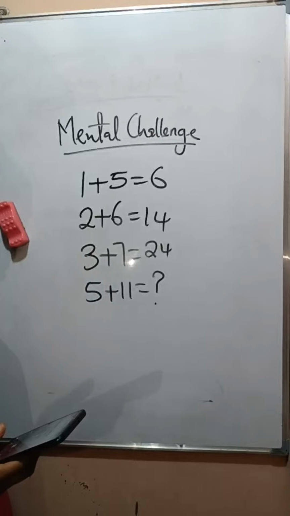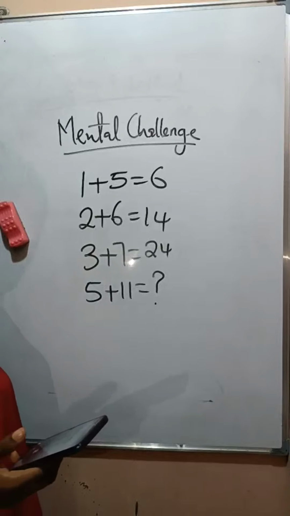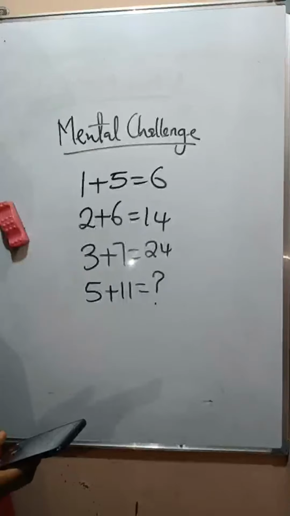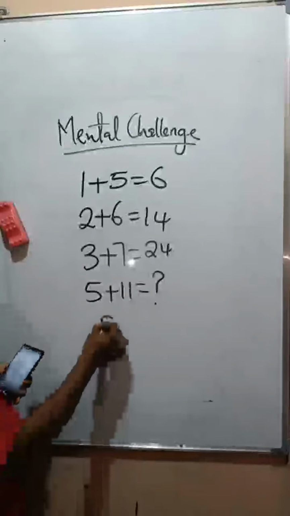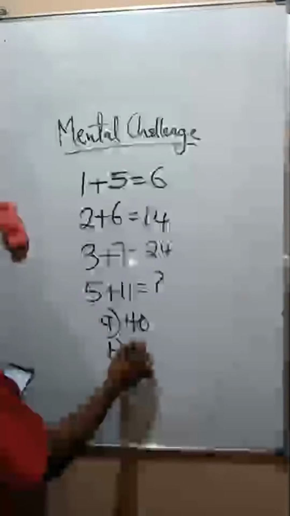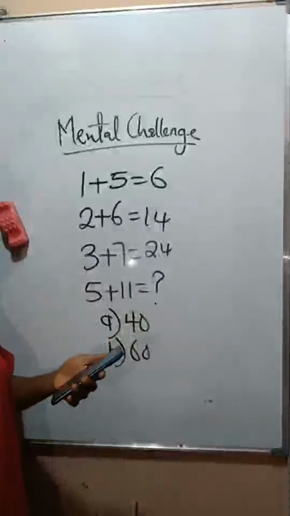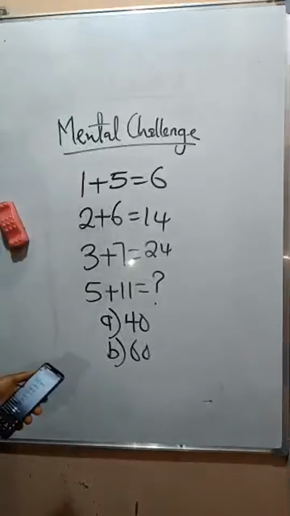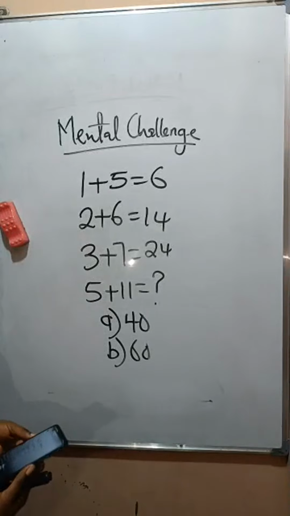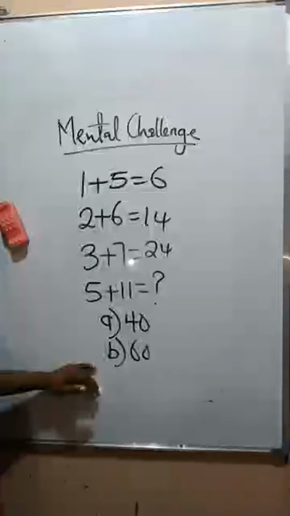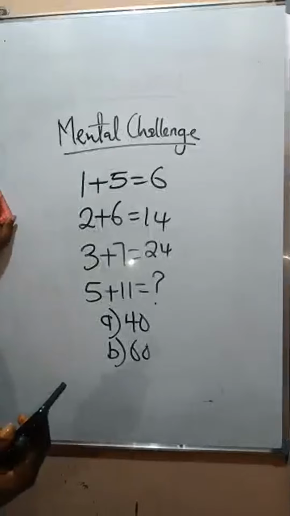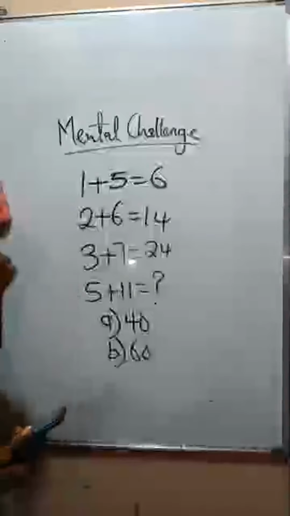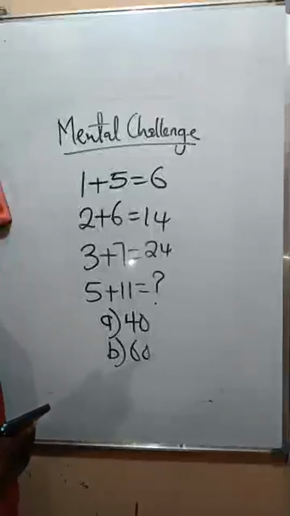Draco says 60, Koi says 60. Rakesh, thank you for joining. He says 60 as well. So let's go. What's the answer? So option A 40, option B 60. Because these are the two numbers I'm getting more. So I have this belief that the answer is either 40 or 60. So option A is 40 and option B is 60. If 1 plus 5 is 6, 2 plus 6 is 14, 3 plus 7 is 24, 5 plus 11 is equal to what? What should be the answer?